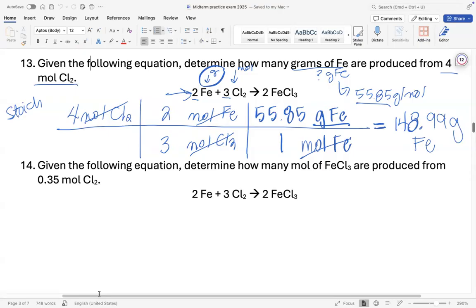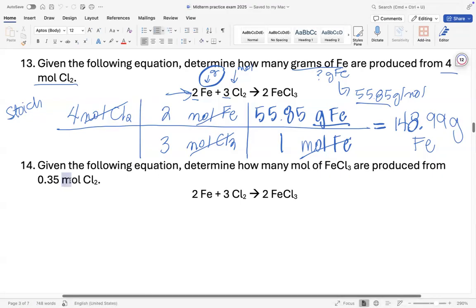All right. 14 is also stoichiometry. I know my first clue is that I'm given a balanced equation. But then I'll get my second clue once I read the problem. So, given the following equation, determine how many moles of iron chloride are produced from 0.35 moles of chloride. So I'm switching substances. That is stoichiometry.